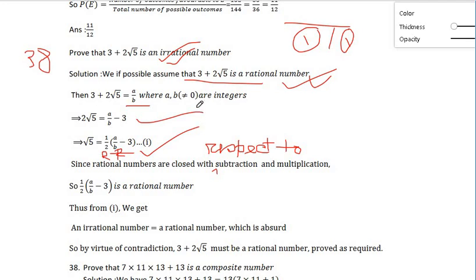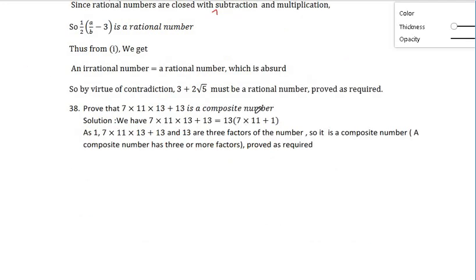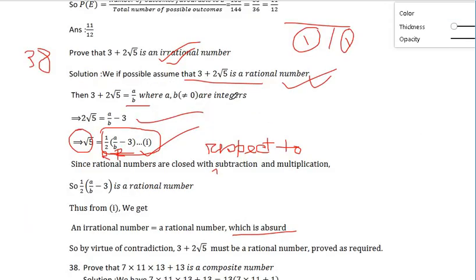So what we have seen is that this part is a rational number and root 5 is an irrational number. It is not possible. A rational number cannot be equal to an irrational number. So this is absurd, meaning an impossible thing. Why did we get this impossible result? Because we have taken that 3 plus 2 root 5 is a rational number. That means this assumption is not correct. So 3 plus 2 root 5 cannot be a rational number, and there is only one alternative: it must be an irrational number.